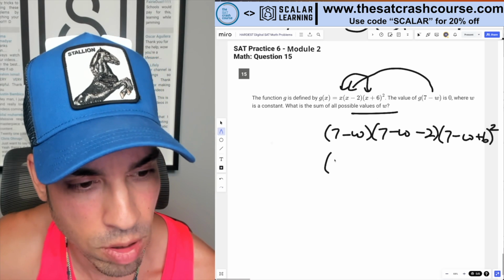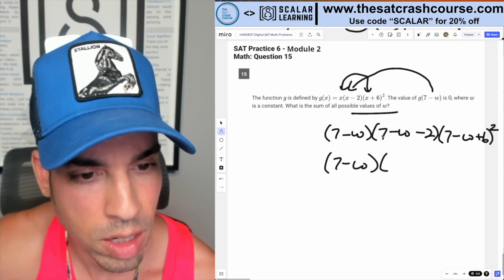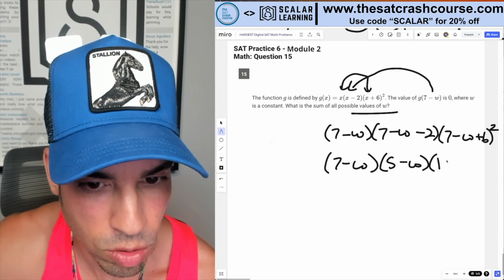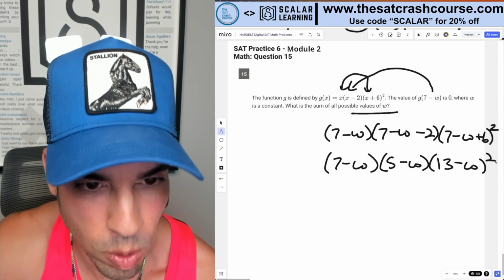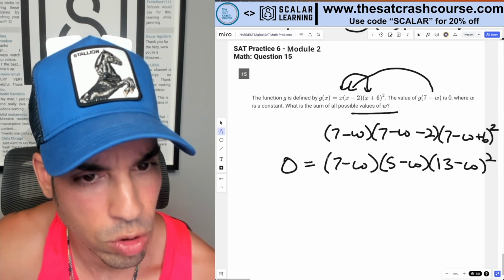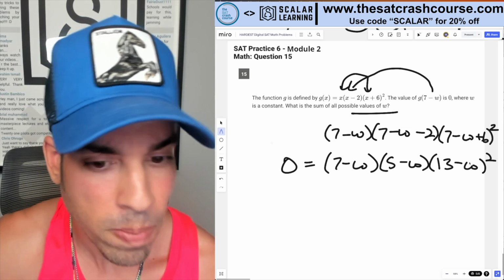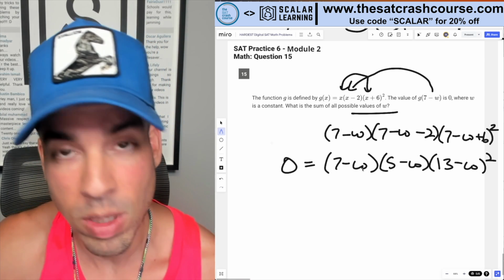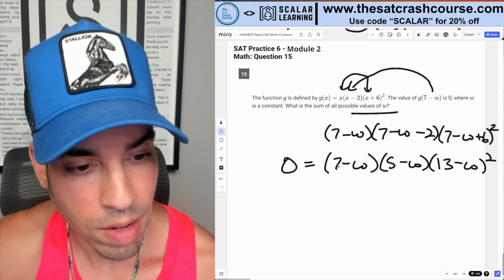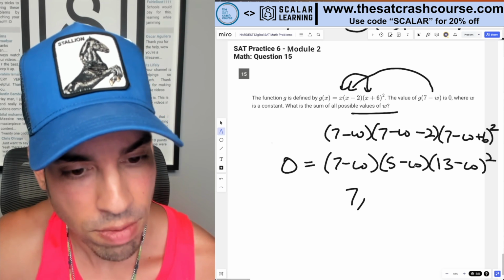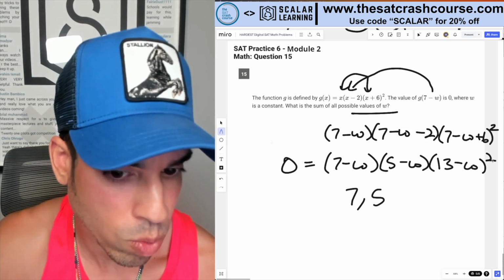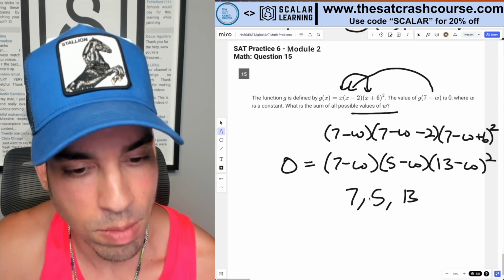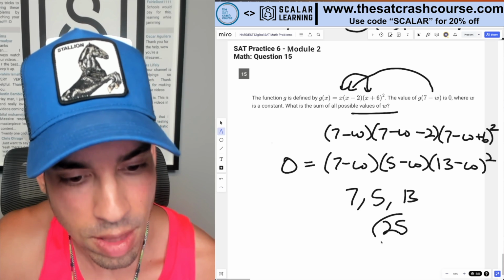Now, as we simplify, we still have 7 minus w. 7 minus 2 is 5 minus w. 7 plus 6 is 13 minus w squared. And they said all of this is equal to 0, right? When we plug in 7 minus w. All right, so what is the sum of all possible values of w? Well, this is all factored nicely. Now we can get the values for w, right? 7 minus what is 0? 7. 5 minus what is 0? 5. 13 minus what is 0? 13. So these are the three possible answers. The sum of 7 plus 5 plus 13 is 25. That's how you do it.